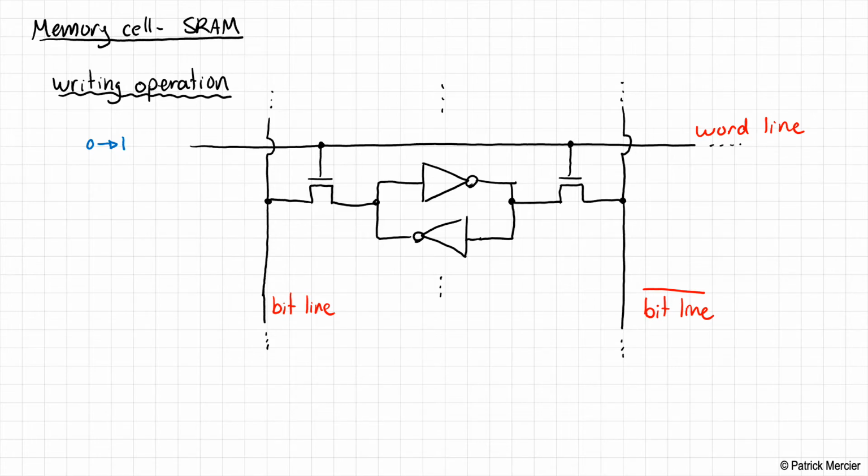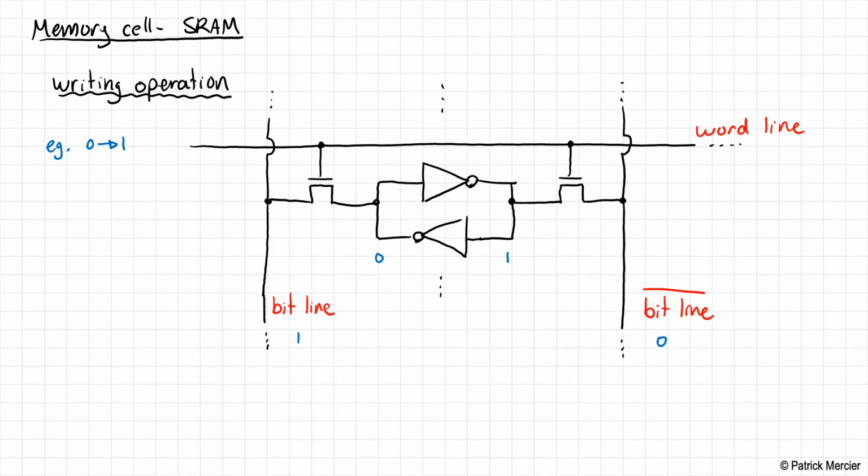Okay. So how do we do a write operation? Well, let's say, and this is part of our example, we want to write a logic 1 into this memory cell. And let's say just for the moment that it was storing a 0 on this side and a 1 on this side. So what we do is we set the bit line to logic 1 and the bit line bar to logic 0. Okay, and then we assert the word line. So we change it from 0 to 1.